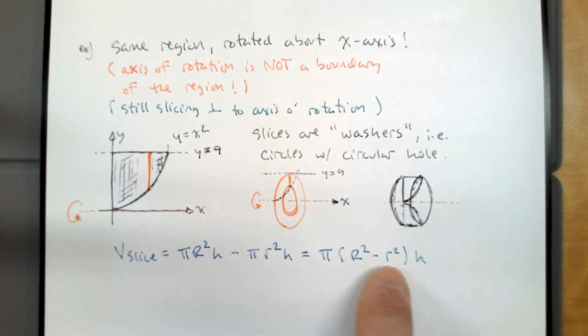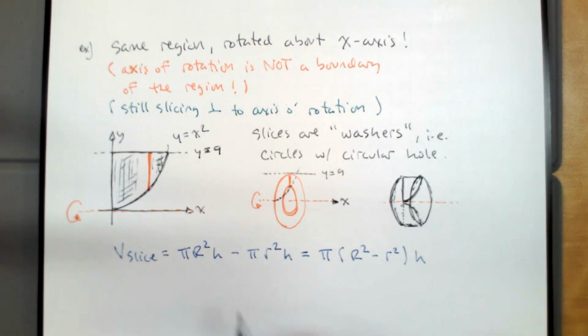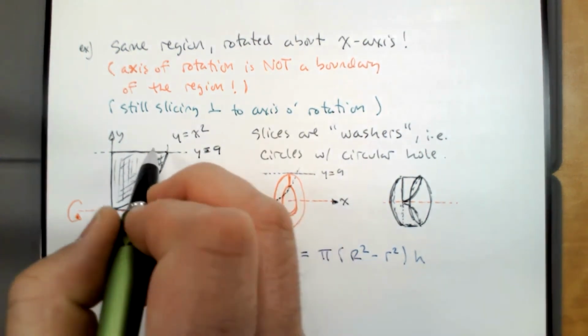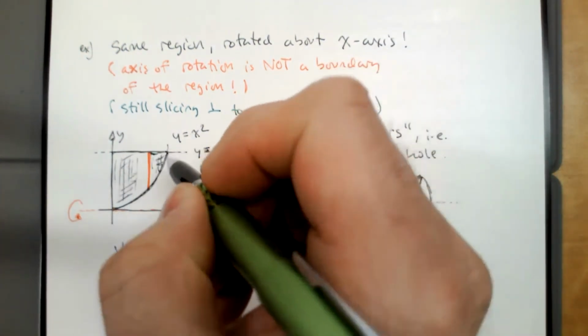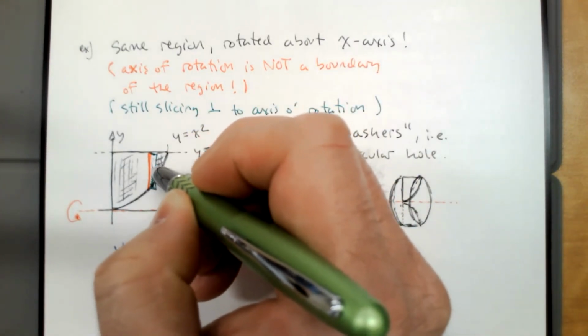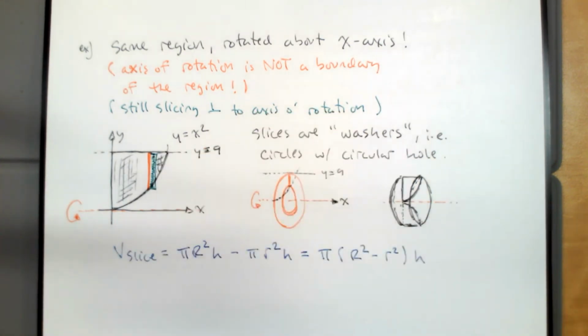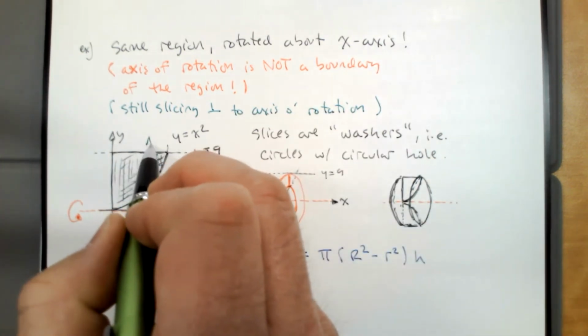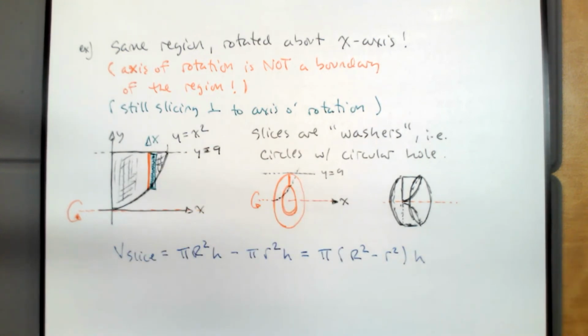Now I just need to write both of these radii in terms of the delta variable. So we've got our formula for the volume of the slice, and we're going to use this formula whenever we are slicing perpendicular to the axis of rotation and the axis of rotation is not a boundary of the region. Since I'm slicing perpendicular to the axis of rotation, my height is good. My delta variable is going to be delta x.